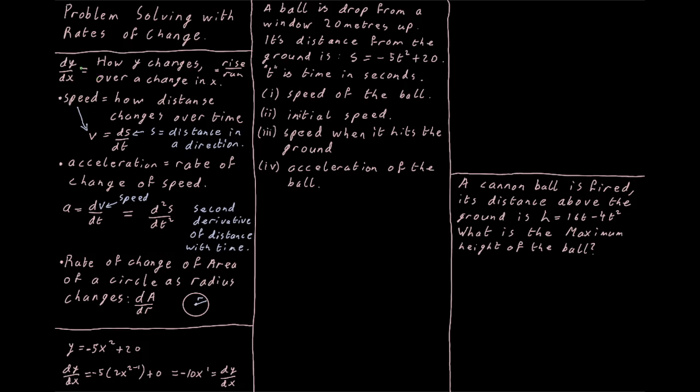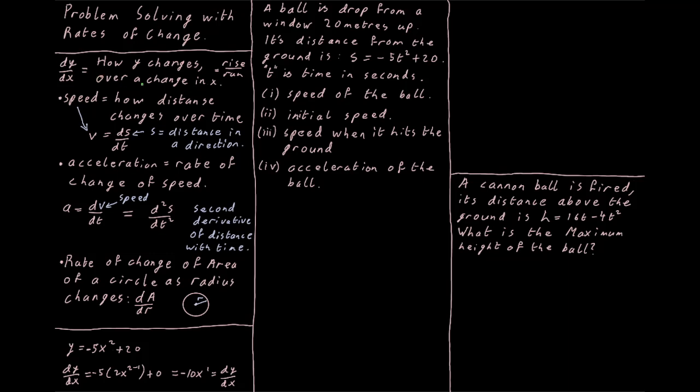So the rate of change we have been focused on is dy dx. How does y change over a particular change in x? So rise over run. If we run across by a particular amount on our x-axis, how much do we rise or fall on our y? That's been our rate of change, and dy dx is just the instantaneous rate of change. How much are we changing at a particular point?